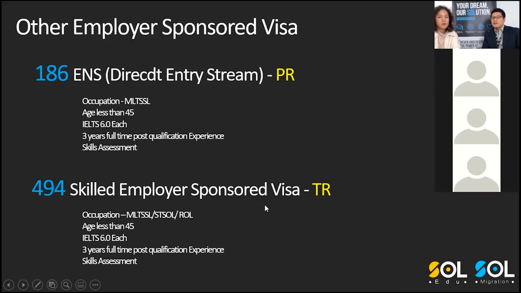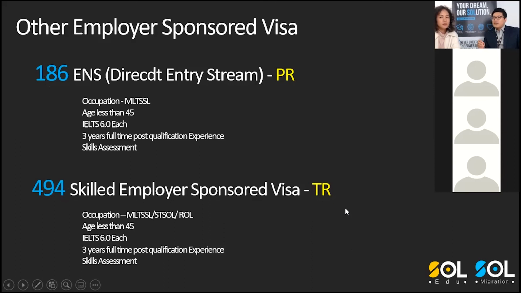This is based on the quota from the government. But what is the difference between 186 and 494? 186 is the permanent visa, but 494 is a temporary residence visa. So the TSS visa is a temporary visa, right? Yes. But how is it different from the 494?